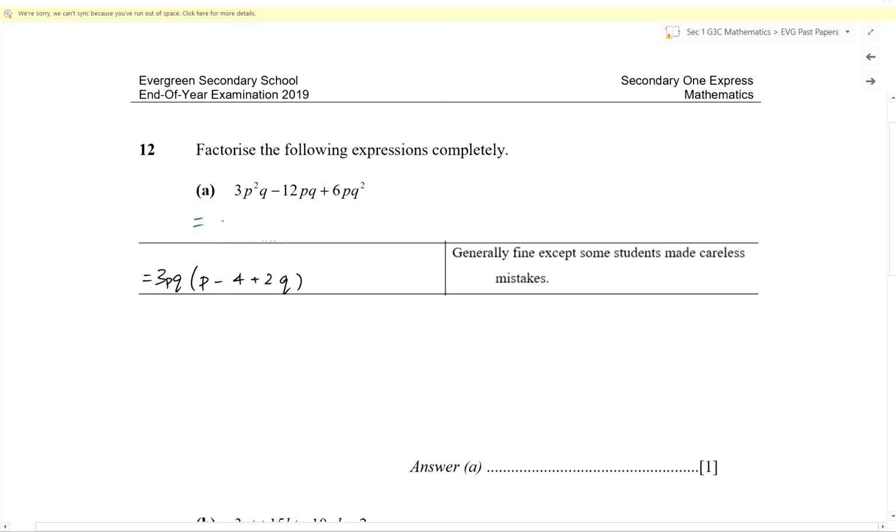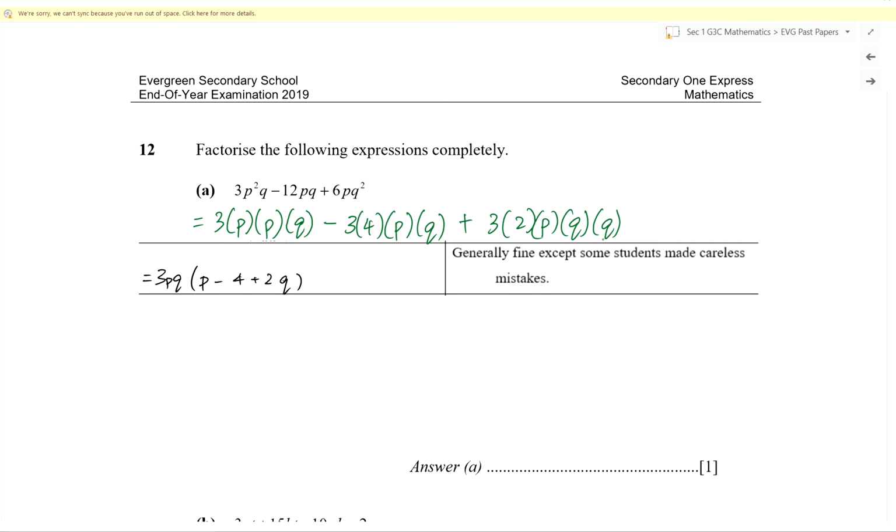So we have 3 multiplied by p multiplied by p multiplied by q. That is my 3p squared q. Then I minus, instead of writing 12, I want to write it as 3 times 4, because there's a factor 3 over here already. Then we've got p and q. Then plus 3 multiplied by 2, p, q, and q. So now I wrote everything out.